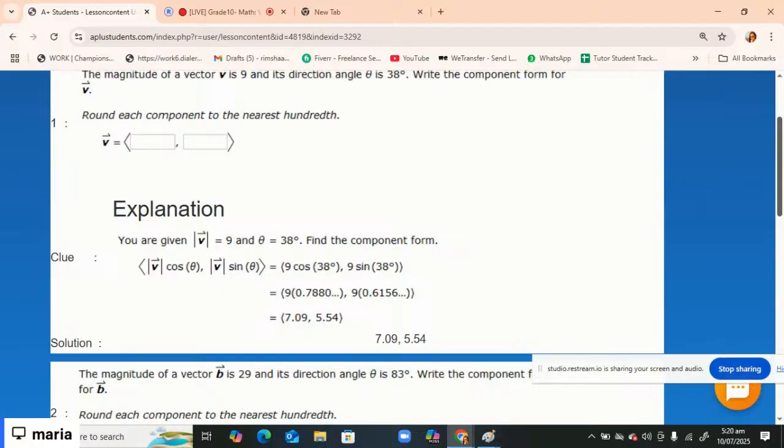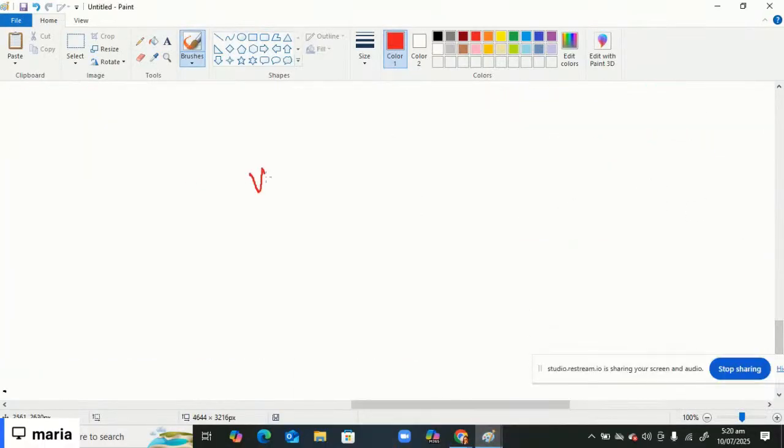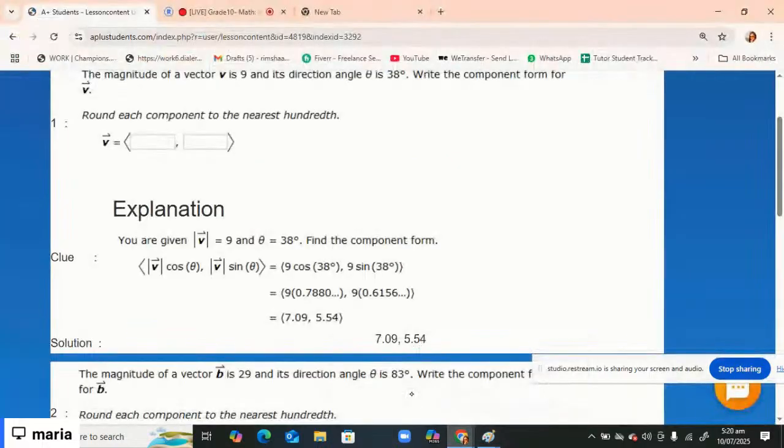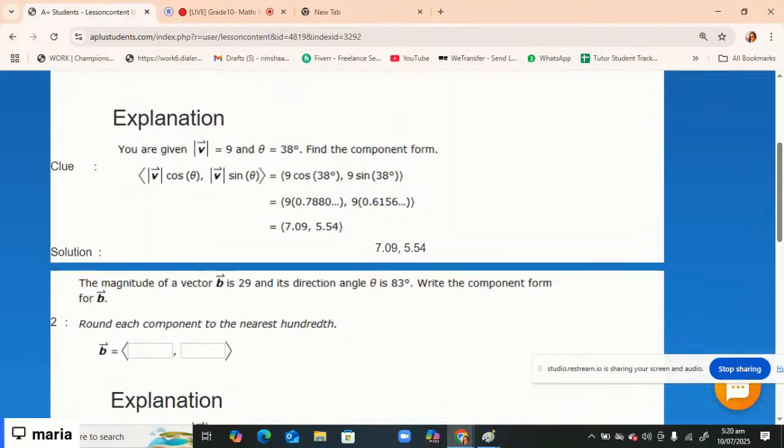Angles are given, magnitudes are given. This is basically the formula for that. This shows the magnitude, cos theta, sin theta with magnitude. Magnitude of V cos theta, magnitude of V sin theta. So 9 times this and 9 times this, and we're just going to find it out. Let's suppose the magnitude of the vector V is 29 and the angle is 83. Okay, let's solve this question.